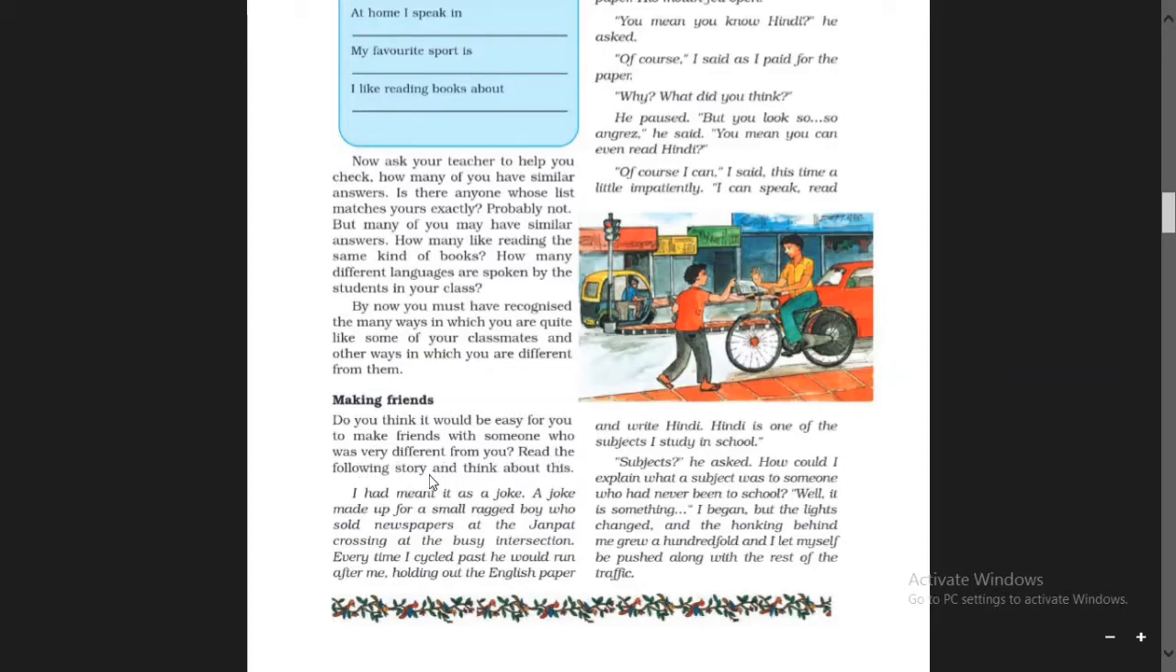Read the following story and think about this. Now, children, you read out this story which is given under and think about this.